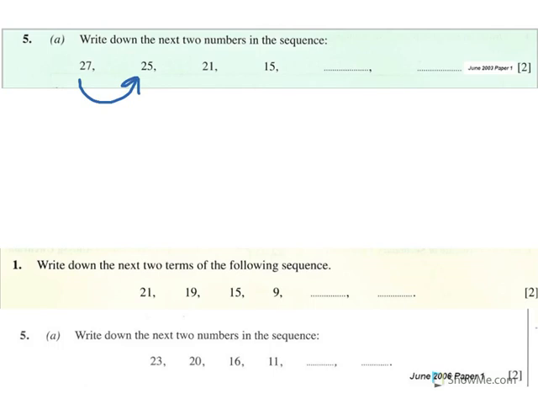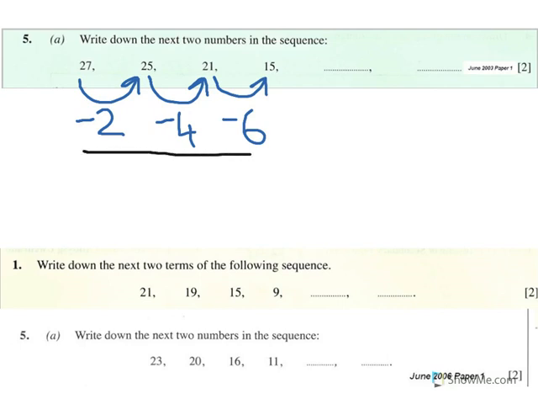Okay, in this question, it goes down 2, we take away 2. To get to the next one, the third term, 21, we need to take away 4. To get from the third term to the fourth term, we have to take away 6. So, looking at how the sequence changes, it's take away 2, take away 4, take away 6. So the next step must be take away 8.